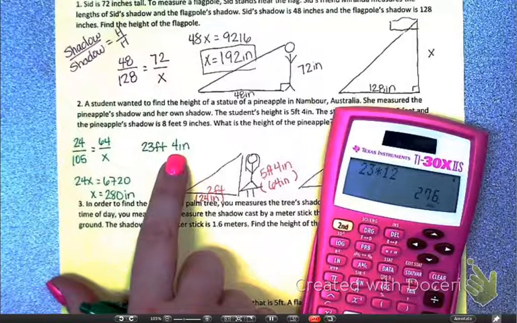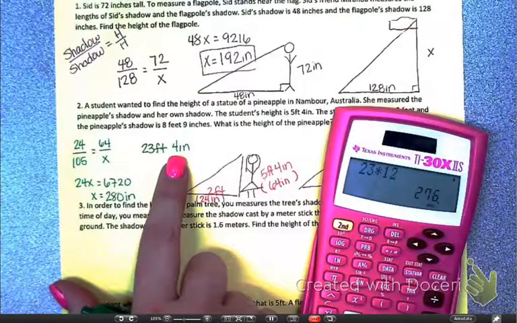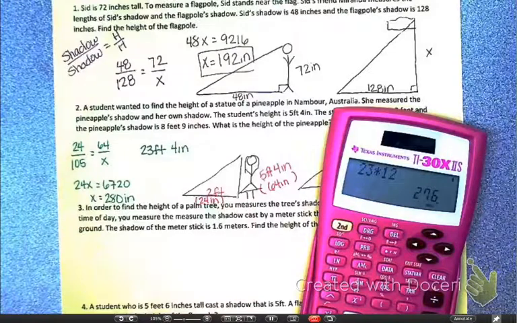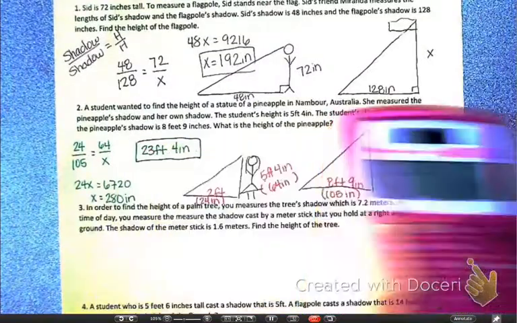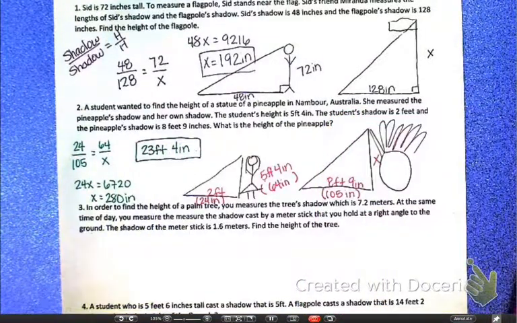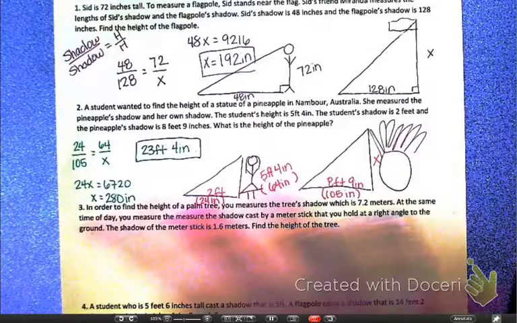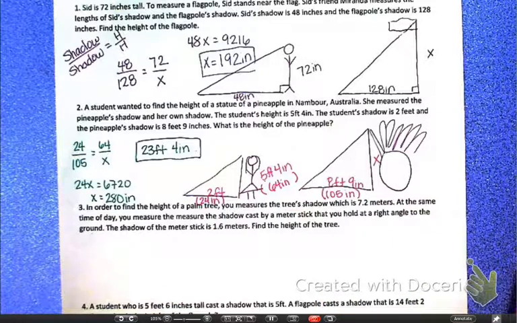Okay, we'll practice this a few times. But it's a lot of multiplying by 12 and dividing by 12. Okay, but this is our final answer. So the pineapple in Australia is 23 feet, 4 inches. If we were talking about a normal pineapple, that wouldn't make sense, right? But we're talking about a statue. It gave you the context in the problem. We're talking about a statue in Australia. It's a huge statue.